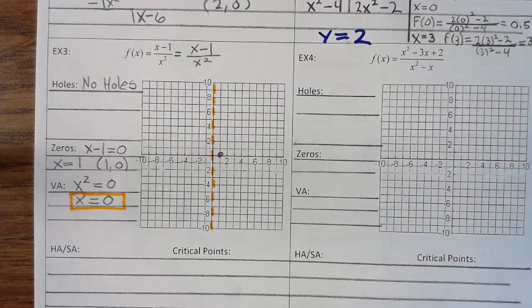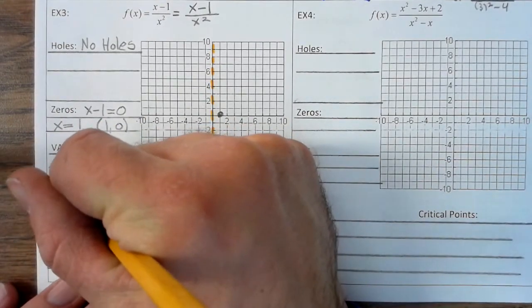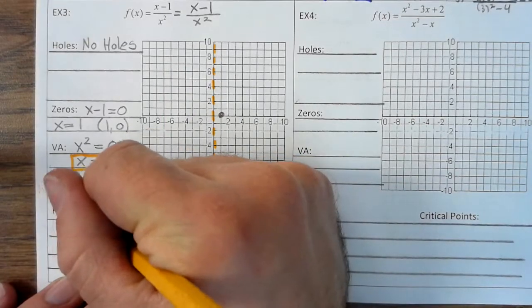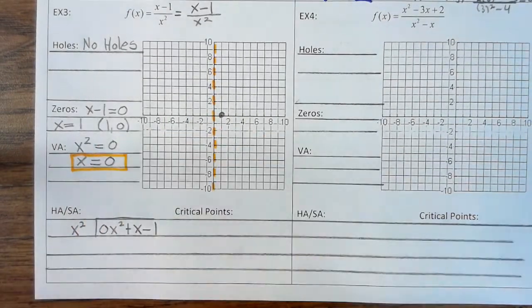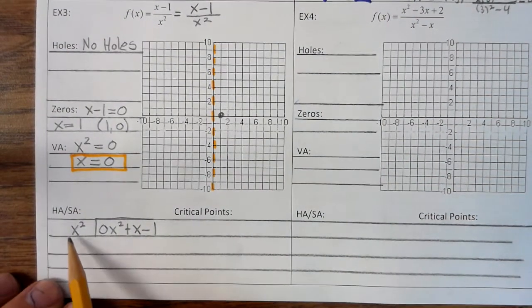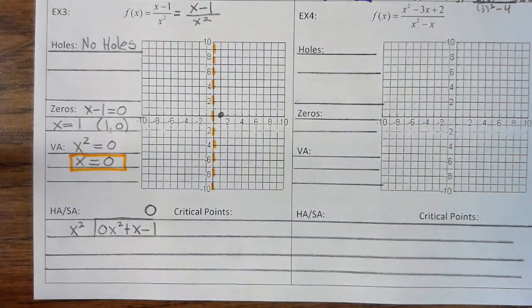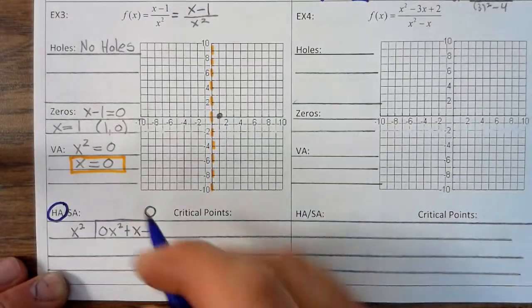All right. Now for the horizontal slant asymptote, we do long division. So we have x squared divided by, now it's x minus 1, but you need to actually have the 0x squared plus x minus 1. So, well, when you multiply x squared to give you 0x squared, the answer is 0. So you have a horizontal asymptote at y equals 0.